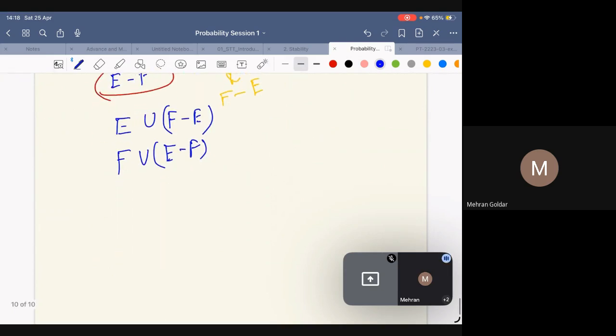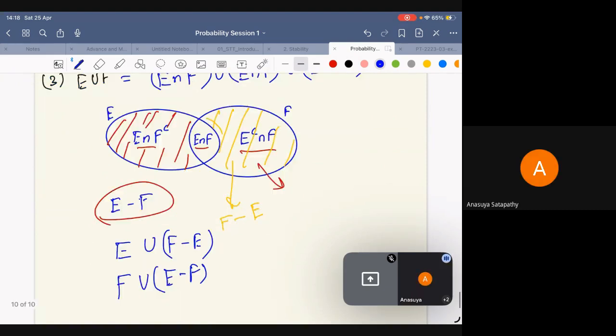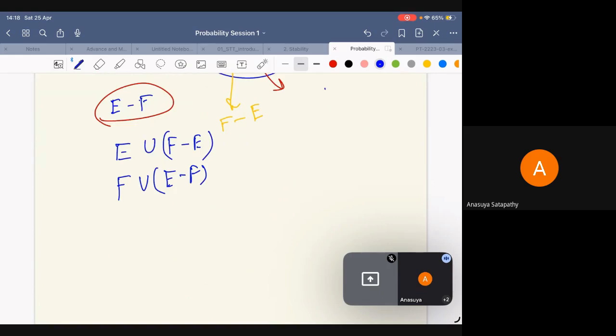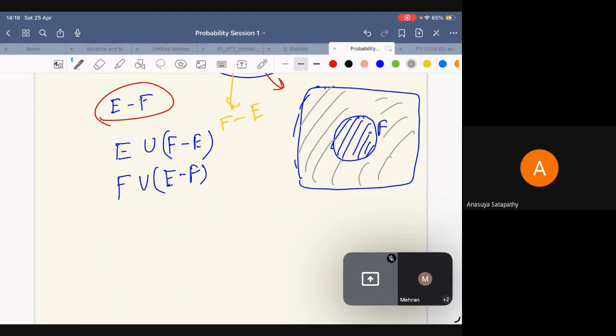I couldn't actually understand the question, E intersection F complement. F complement means the opposite of F, right? Okay, let me tell you. Imagine this is the whole space, and you have a set. This is F. Everything in the set F is inside F. F complement means outside F, whatever is there outside F. So this is F complement. Okay, I understand now. Thank you.